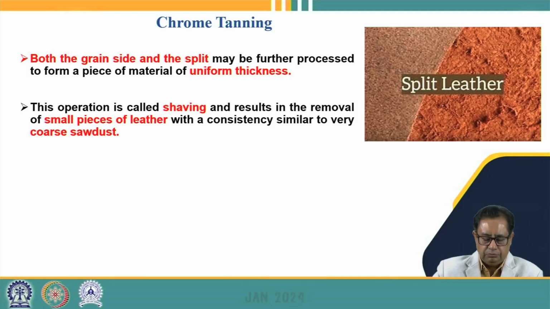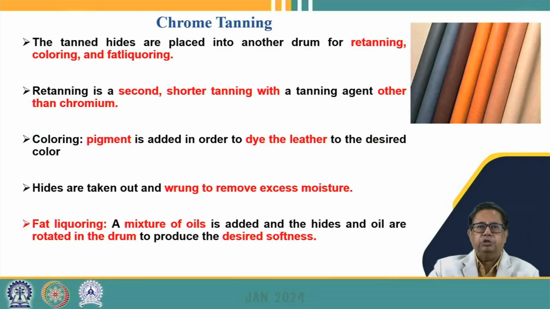After this process, the tanned hides are retanned, then colored, and then fat liquored. Retanning is a short second tanning process where we use some other salts rather than the chromium salt. That is known as the retanning process. This may further increase the durability of the leather.